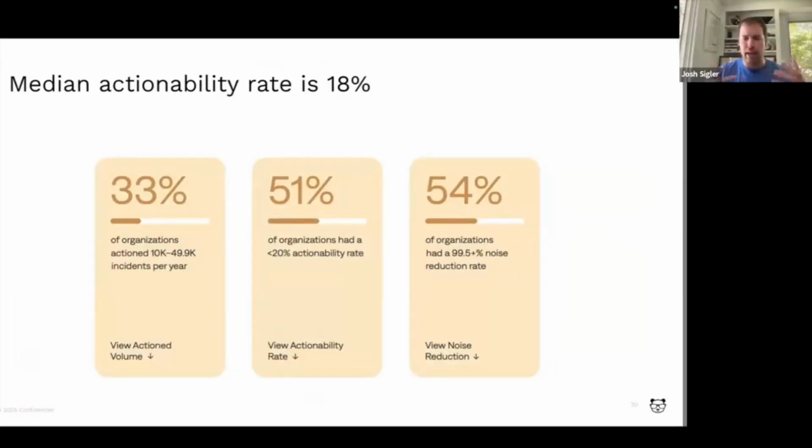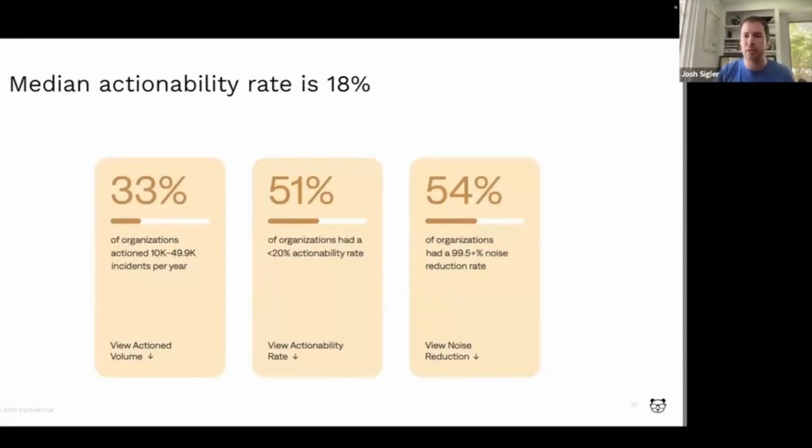Now, to draw that example from before, an overall 20% actionability rate: when we did our analysis, we saw that the median BigPanda actionability for our customers is 18%. What that means is that for every 100 incidents our customers send that pass through the BigPanda console, only 18 of them lead to an actionable incident. That's pretty low. Our view is that there's a lot of meat on that bone, an opportunity to reduce alert noise and alert volumes by 82%. That's a big opportunity to make a measurable difference in IT.